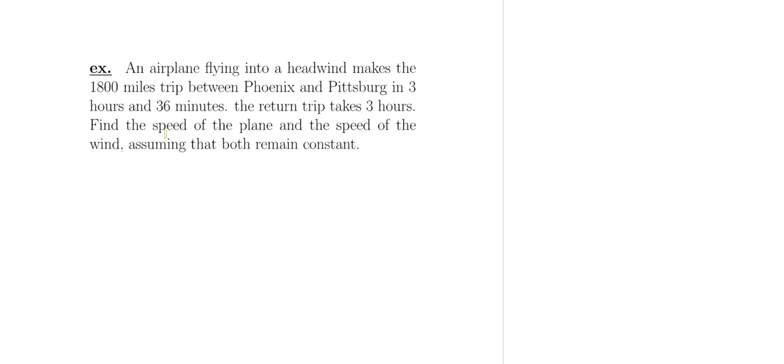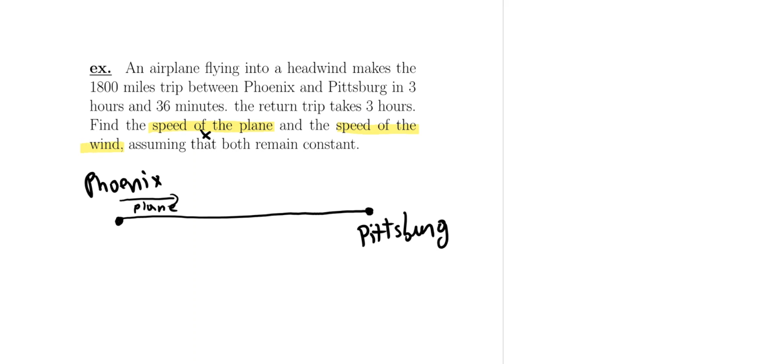So this is the speed of the plane. This is our x. And then find the speed of the wind. This is our y. Okay? So we need to find x and y such that this takes place. Alright, so we're going to draw a little diagram to help us come up with the system.